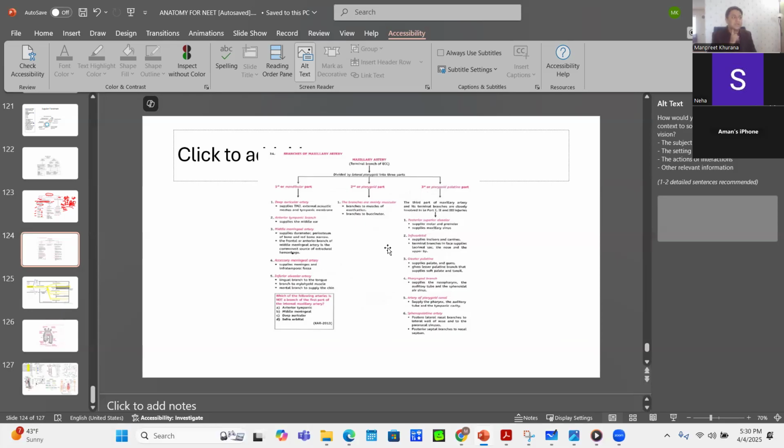The internal carotid goes inside the brain through the internal jugular foramen. Right? The external carotid artery goes on the outer side and it supplies the various structures. So it has three anterior branches.